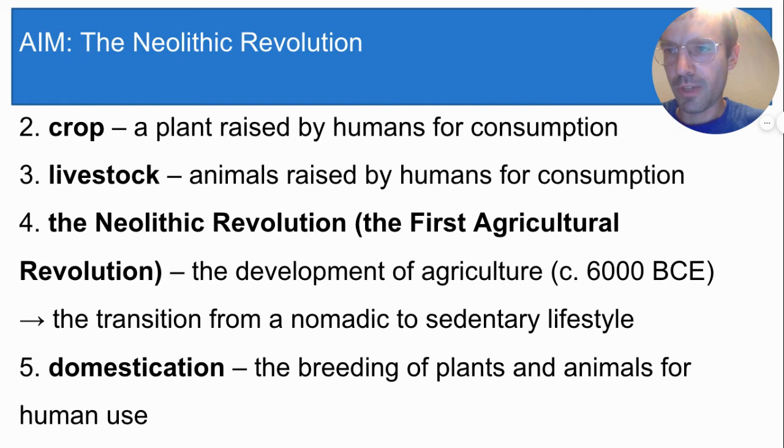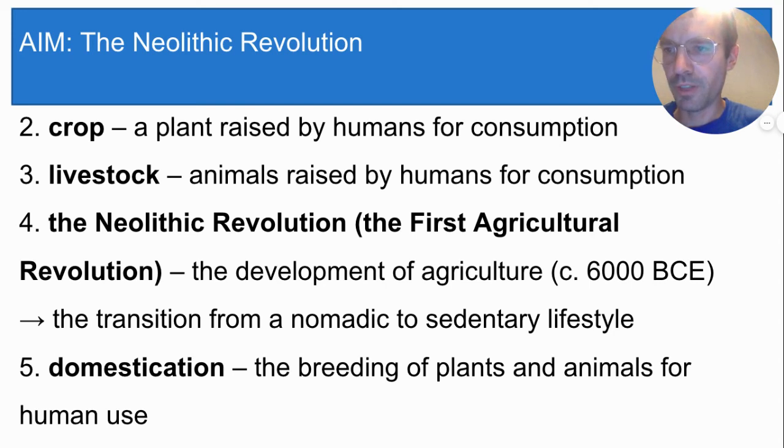And the last word for today is domestication, which means breeding plants and animals for human use. Once humans realized that they could control the growth of plants, they began to breed the plants by selecting the best crops each year and saving the seeds from those crops for the following year.